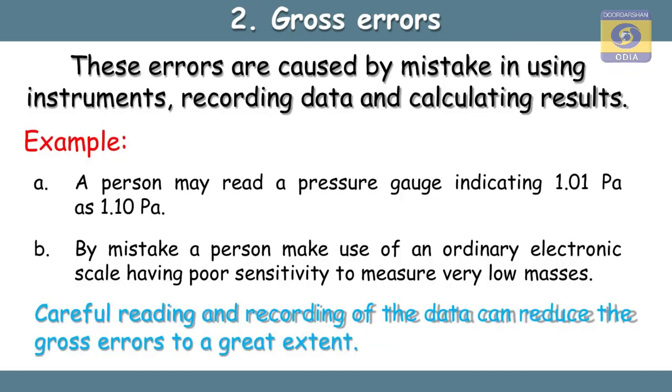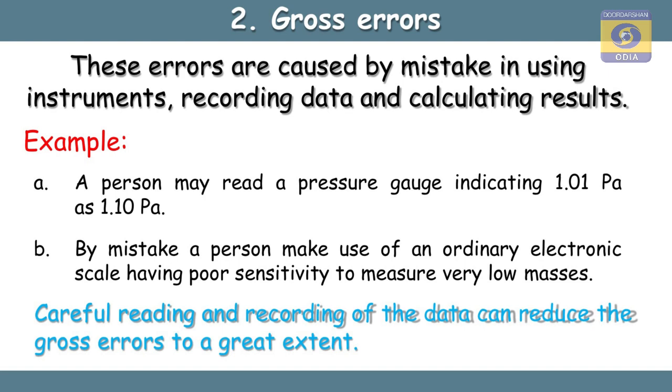Next comes the gross error. These errors are caused by mistakes in using the instruments, recording data, and calculating the result. Suppose a person reads a pressure gauge indicating 1.01 Pascal as 1.10 Pascal. Or by mistake, a person uses an ordinary electronic scale with poor sensitivity to measure very low masses. So these are gross errors.